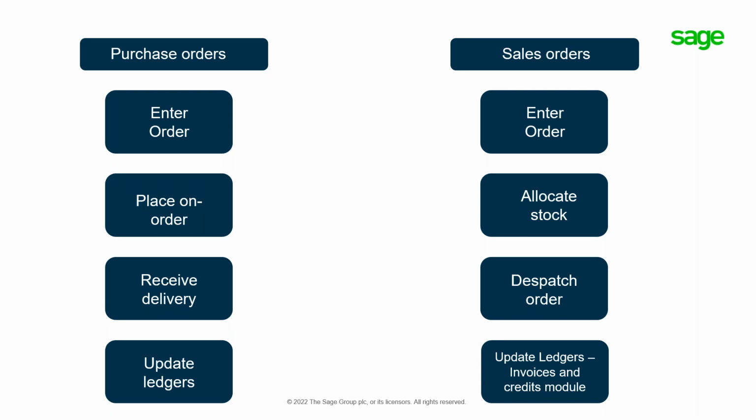Now we're going to show you that in action in just a moment, but I just want to link it to the purchase orders. So as you can see there, the steps are very similar. You still have to enter the order, but rather than allocating stock, you can place the order as an on order status. And then when you receive the goods, you receive the delivery, and then you would update the ledgers, which means that all of those details of that order will then impact your ledgers, like your VAT, your nominal codes, your customer or supplier records. So the process is very similar, but the terminology just might be slightly different depending on which module you're using.